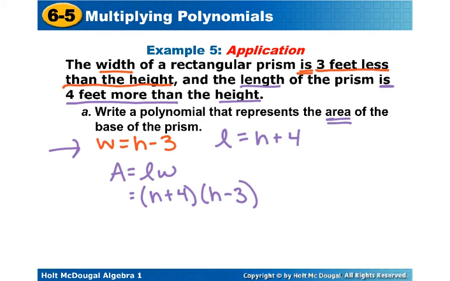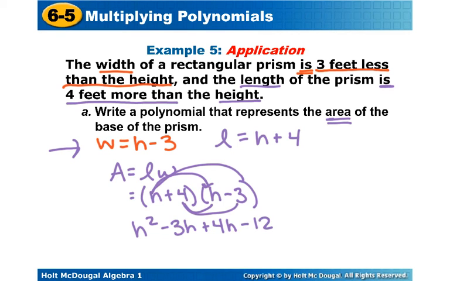And now I've got to multiply that, so I'm going to use my FOIL method. H times h is h squared. H times negative 3 is negative 3h. 4 times h is 4h. 4 times negative 3 is negative 12. Combining like terms, you get h squared plus h minus 12. So there's your polynomial to represent the area.